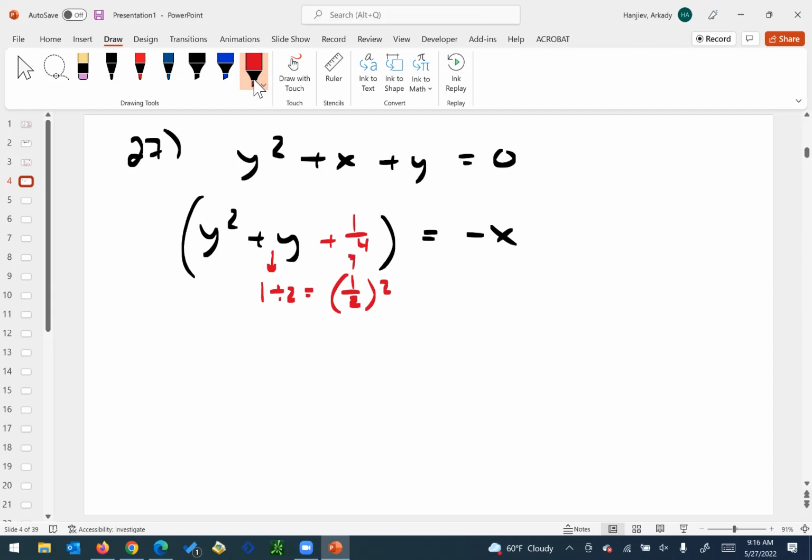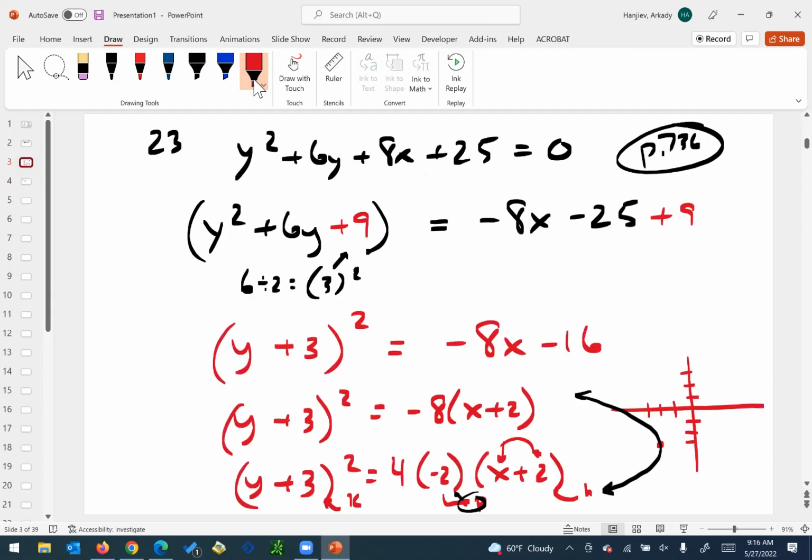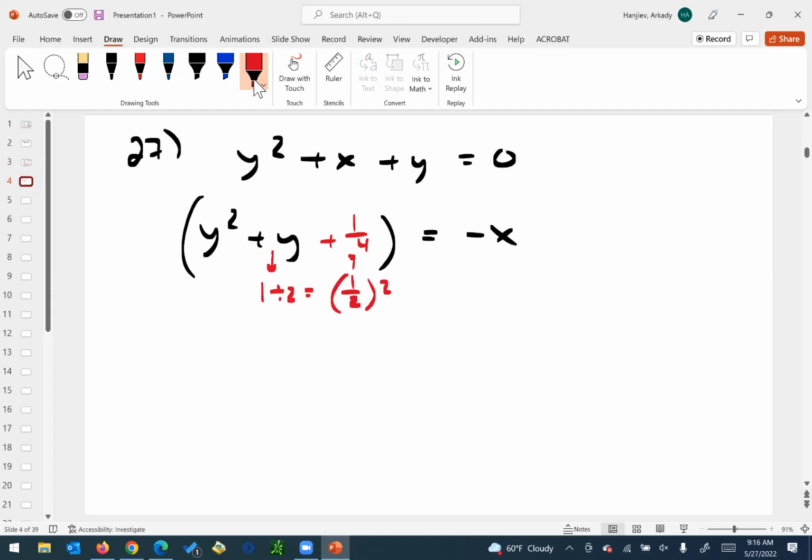Let me check something out real quickly here. Okay, yeah, I did it right. Adding a 1/4 into here as well then. And so now I have myself a y plus 1/2 to the second power. Oh boy. Looks like I am just taking out a negative out of this x.